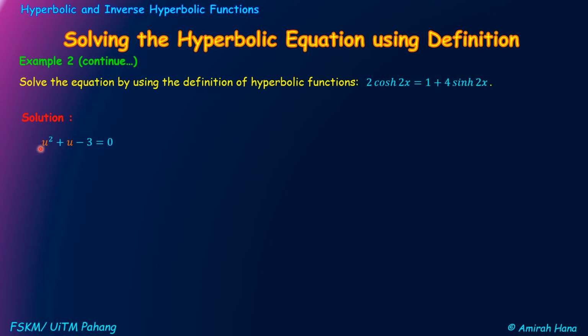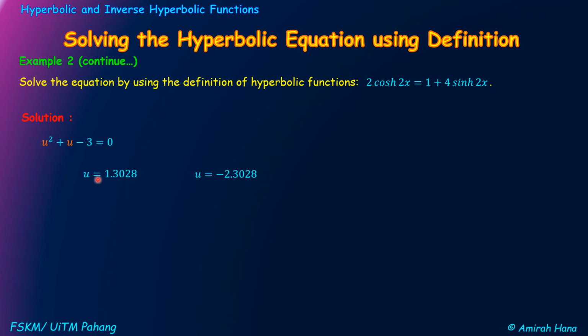Alright, from the previous slide, we get u squared plus u minus 3 equals 0. This is an irreducible quadratic equation. Okay? It means we cannot factorize this quadratic, so we can find u using a calculator. Okay? So using a calculator, u equals 1.3028 up to 4 decimal places, and u equals negative 2.3028 up to 4 decimal places.